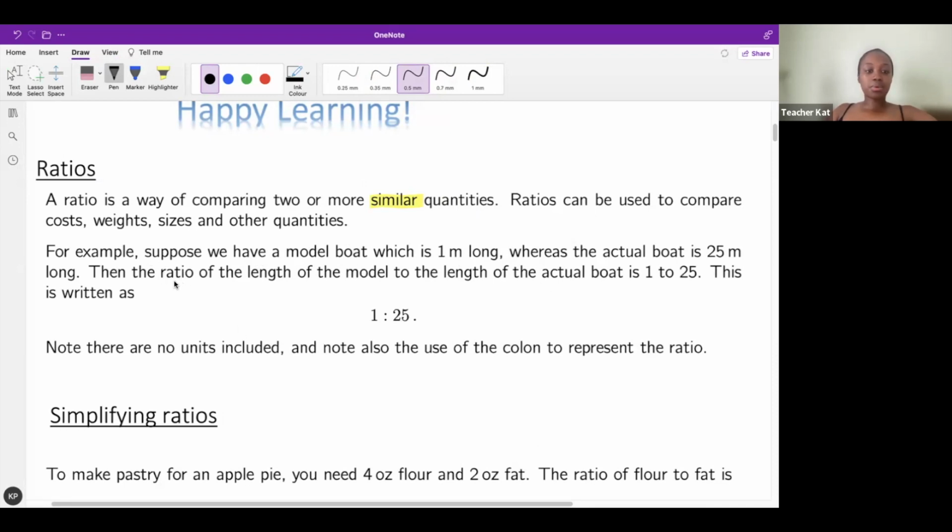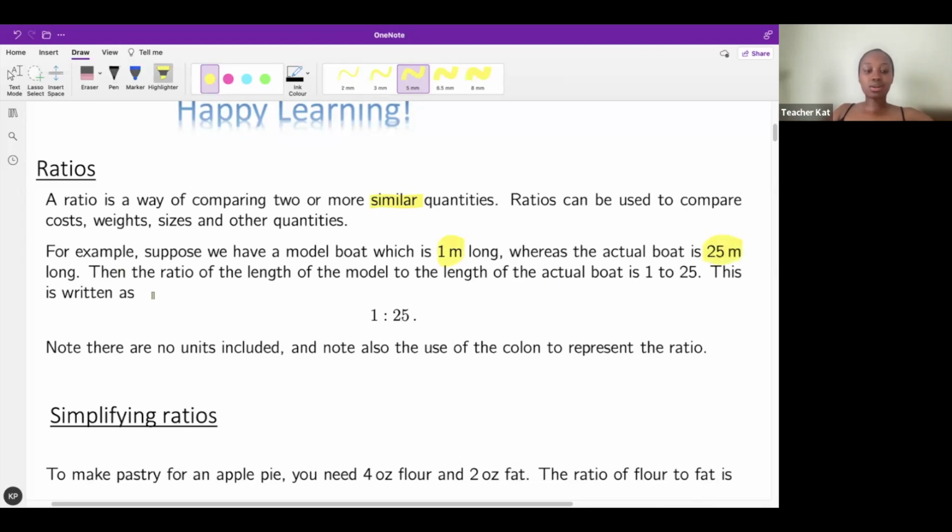So let's look at our example here. Suppose we have a model boat. So that's one of those small boats that shows you how the big one looks. Okay, we have a model boat, and this model boat is 1 meter long, whereas an actual boat is 25 meters long.